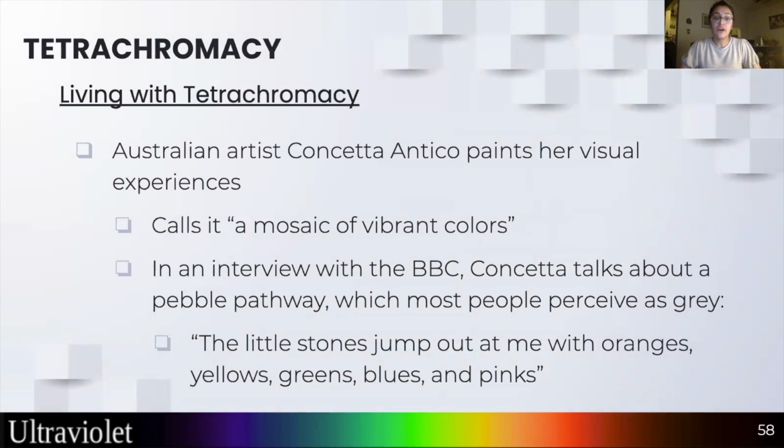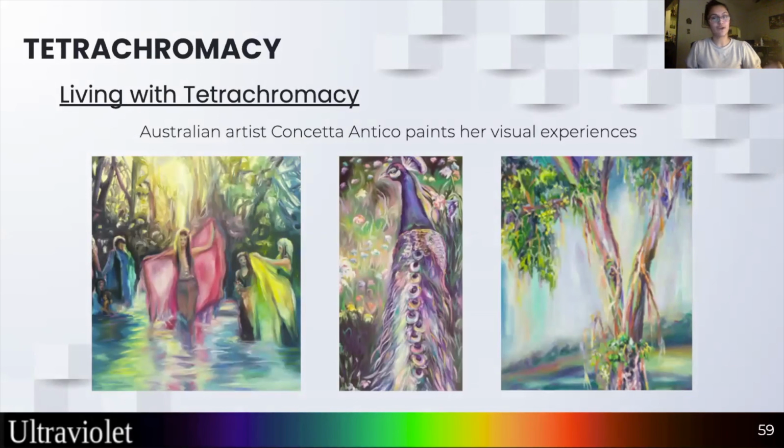There's an Australian artist by the name of Concetta Antico who paints her visual experiences. She calls it a mosaic of vibrant colors. In an interview with the BBC, Concetta talks about a pebble pathway, which most of us perceive as gray. But she says, "The little stones jump out at me with oranges, yellows, greens, blues, and pinks." Here's an example of her artwork. She paints how she sees more colors than we usually do.